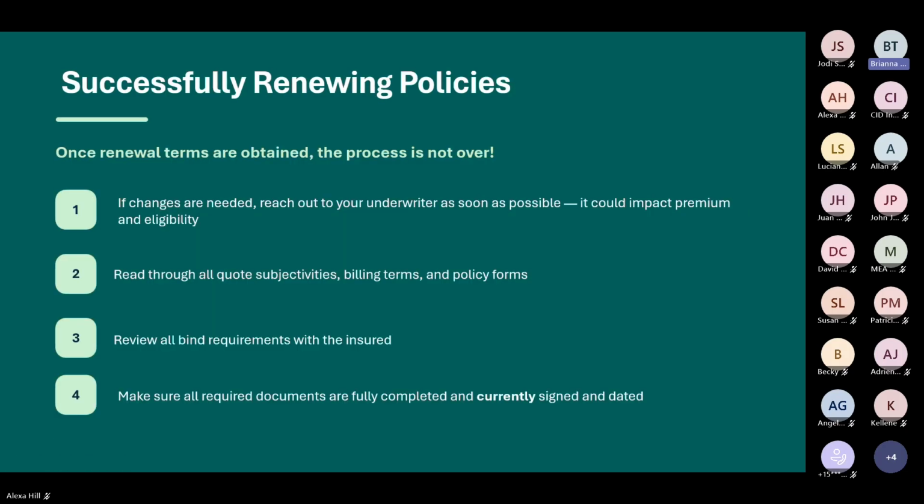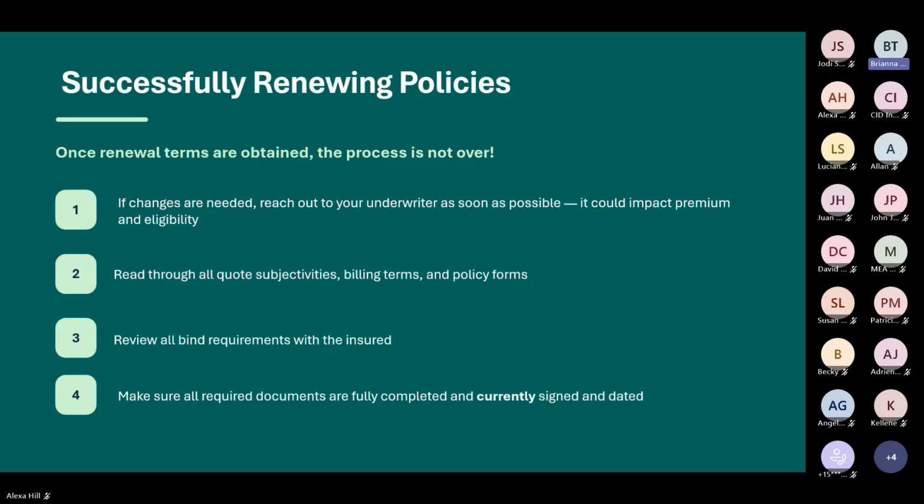So once a quote is provided, please ensure that all terms and conditions are understood by the client. If any corrections are needed, it's important to relay this information to your underwriter as soon as possible, since changes in exposures may impact the premium or eligibility. If the insured intends to finance the policy, the finance agreement should be updated accordingly based on the final quote version the client wishes to bind.